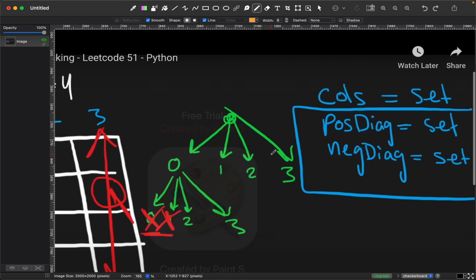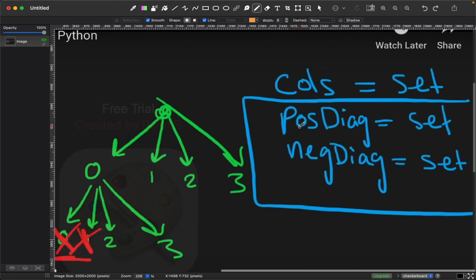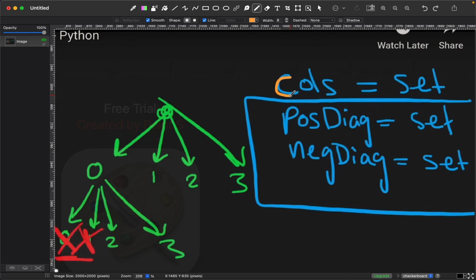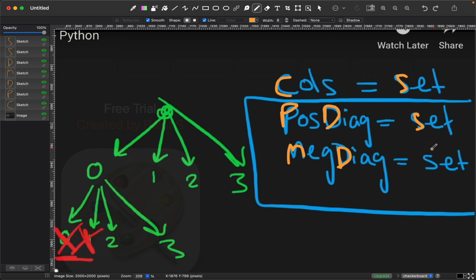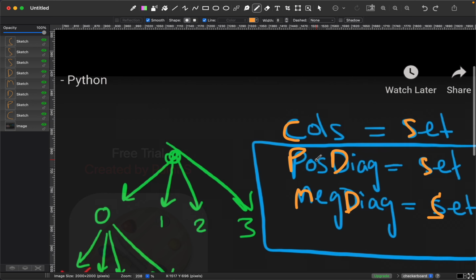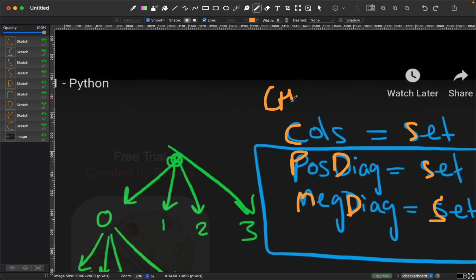Fundamentally, we have three items to act as a form of checker. First the column, then the positive diagonal, and the negative diagonal, each put into a set. When you talk about having a set, that means there's no duplicate at all. That's why they are very suitable to be a form of checker, in my opinion.